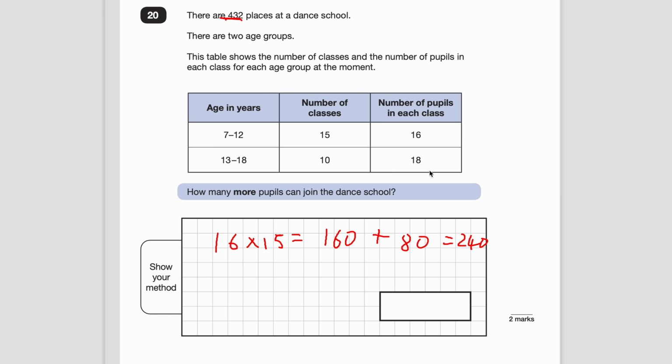We need to do the same now for this age group. So there are 10 classes and there are 18 pupils in each class. So this is quite an easy one. 10 times 18, that's how many children there are in total. That's 180. So how many pupils have we got in total? 240 plus 180, that would be 420. There are 432 places. We've got 420 children. What's the difference? Well, 432 subtract 420 is 12. So that's your answer. There are 12 spaces left. That's how many more pupils can join.